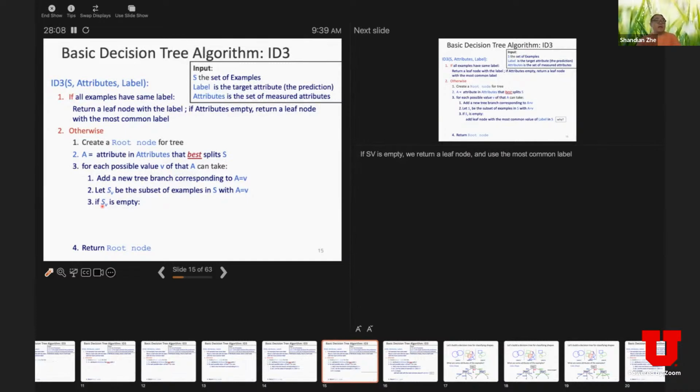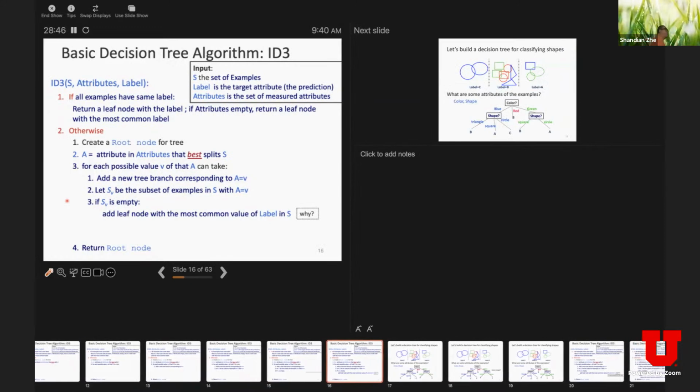Any thoughts? It's possible that SV could be empty, right? Some attribute might take 3 possible values. Unfortunately, in all the examples in the current subset S, they might just take 2 values. There could be some value where no example in S takes that value. That means the corresponding SV will be empty. What if SV is empty? Yes, we mentioned that.